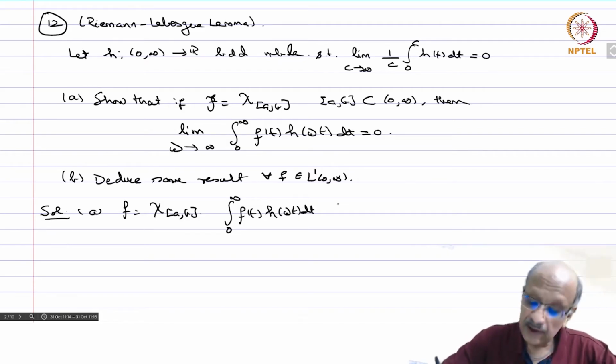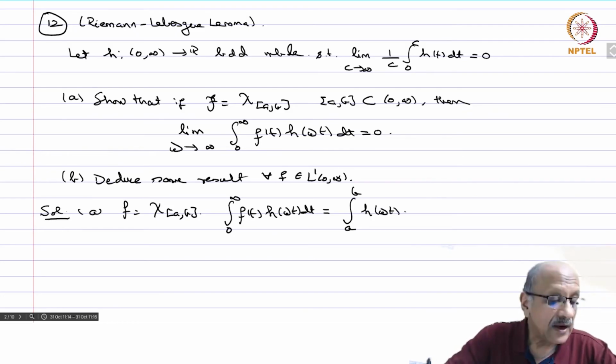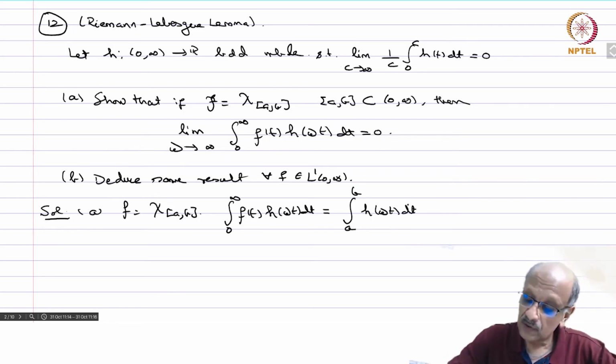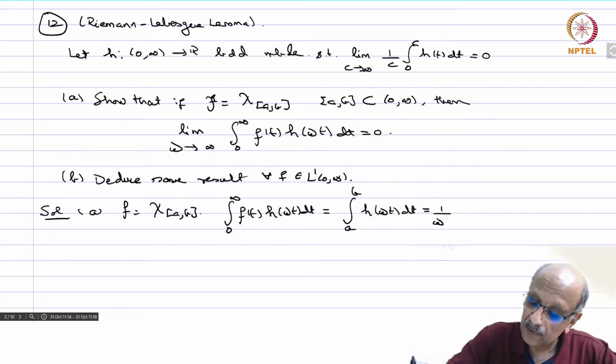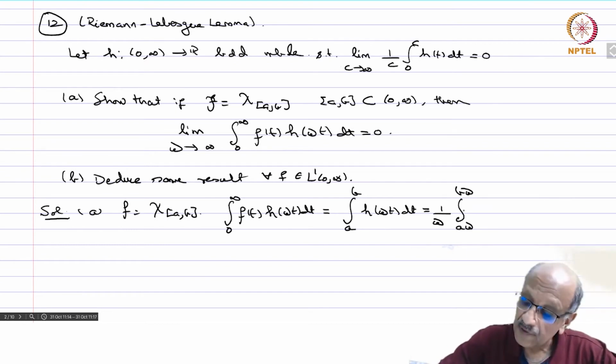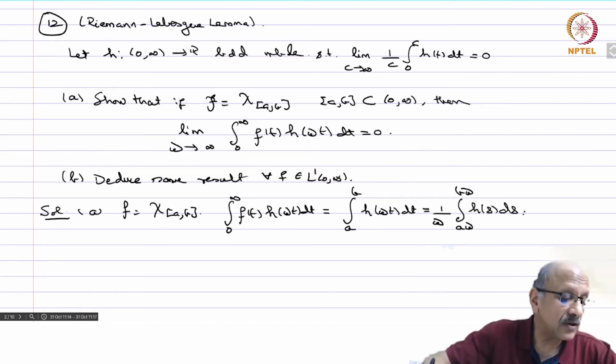So this is equal to the integral, because f is the characteristic function of AB, so this is just the integral from A to B of h of omega t dt. Okay, so f is 1 on that interval, and therefore it's just this, which is equal to, if I make a change of variable, 1 over omega times the integral from a omega to b omega of h of s ds. So this is just a change of variable.